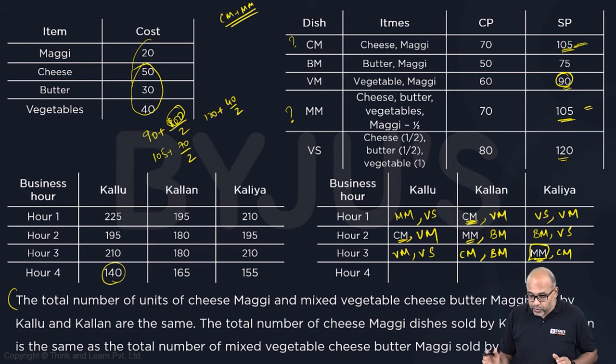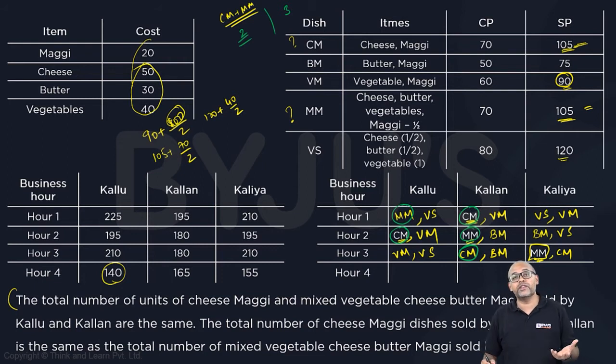So if you look at Kallu, what is CM plus MM? There is a MM here. Let me change the color so that you can follow. So there is a MM, there is a CM, and that's it. So you have total 2 for Kallu. This is total 2 for Kallu. For Kallan, CM, MM and CM. So total is 3. Now they are saying that these two totals are same.